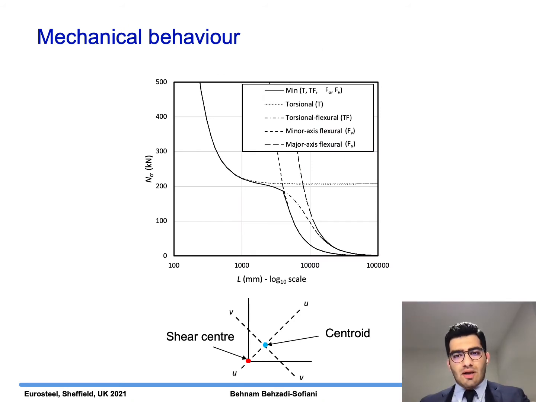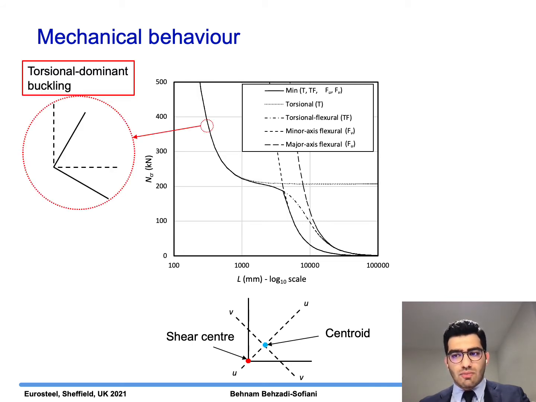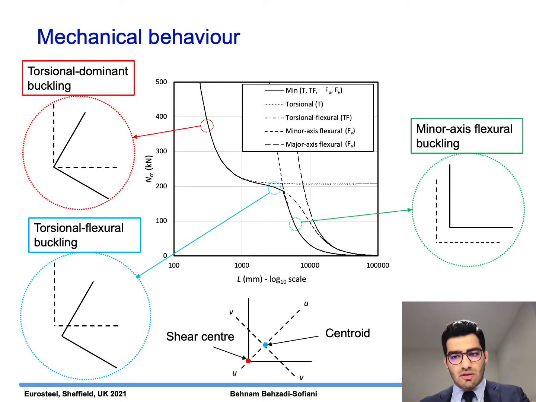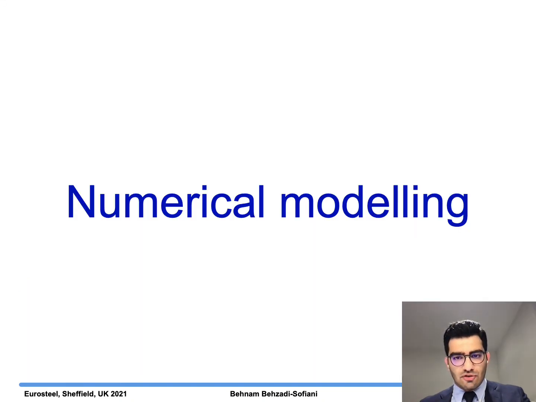In order to better understand the buckling behavior of equal leg angles, the elastic buckling loads for different modes are plotted against the length. In equal leg angles, since the shear center does not coincide with the centroid, twisting is always accompanied by major axis flexural, although, as it can be seen, for very short angles, torsional buckling is dominant. For short to intermediate angles, the combined torsional-flexural buckling mode is more pronounced. And for longer angles, the critical buckling mode transitions from torsional-flexural to minor axis flexural.